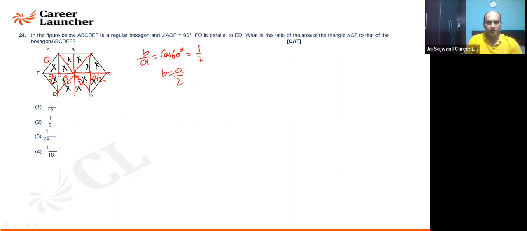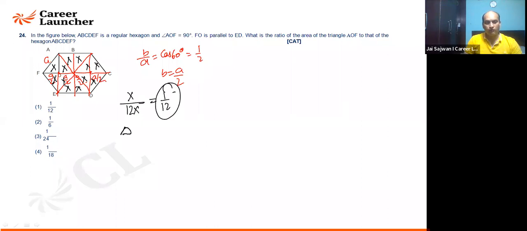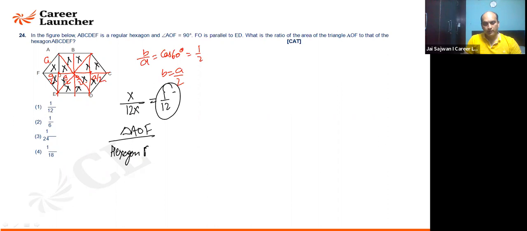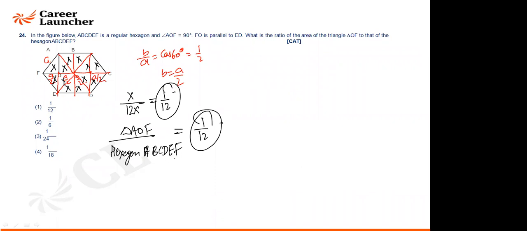How many X are coming there? 12X are coming. How much is one area? X by 12X, which is 1 by 12. So area of AOF upon hexagon ABCDEF is 1 by 12. You can also go by this way. Have a look at this. Ask me if there is any doubt.